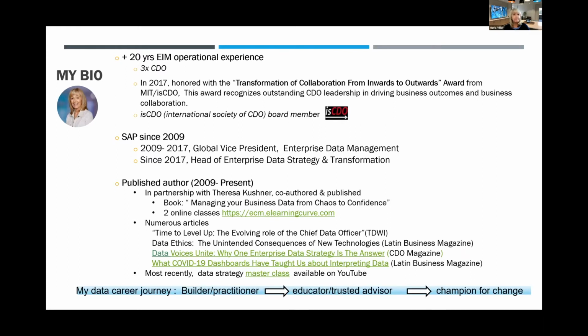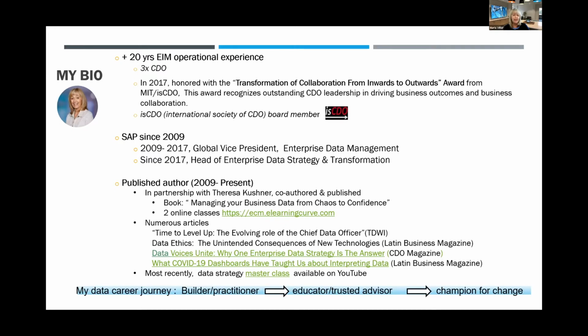At SAP, I've been with them since 2009, great company. I started as their first head of data. It was a global vice president role for enterprise data management. It reported to the COO of the organization. And I did that for 7 years, and that program was very successful. It really had a tremendous amount of business sponsorship, and we could show that we had driven a lot of business outcomes and business value from the program.